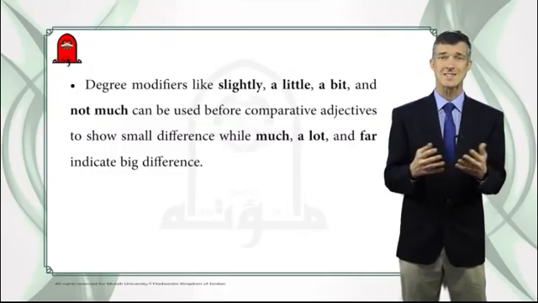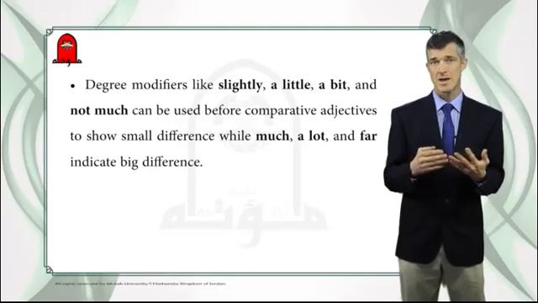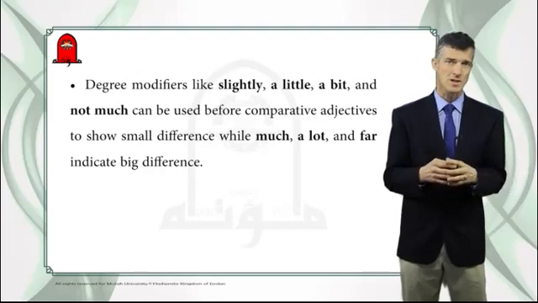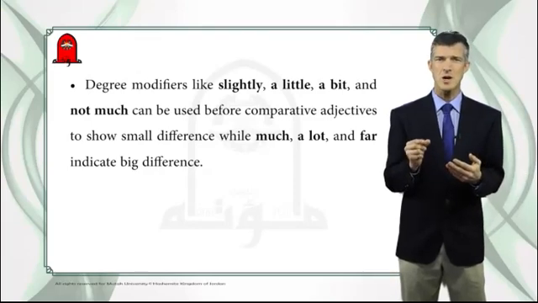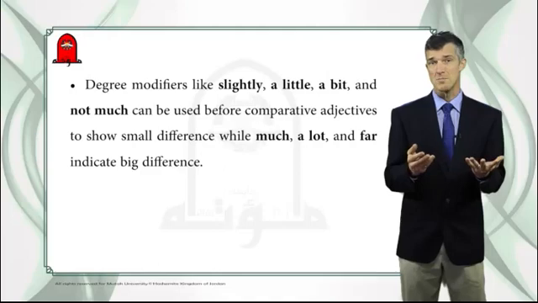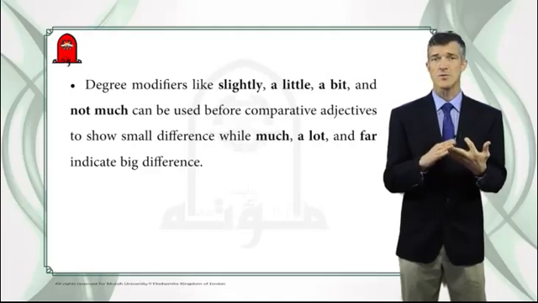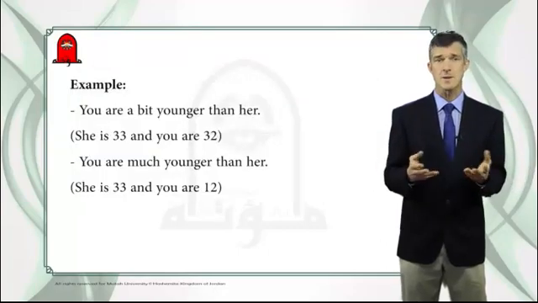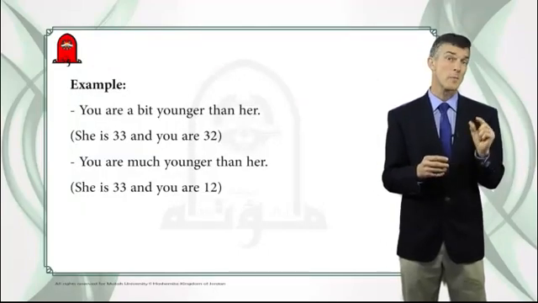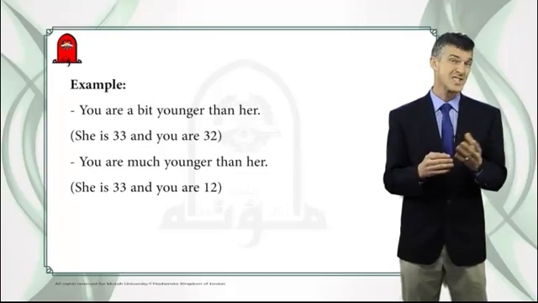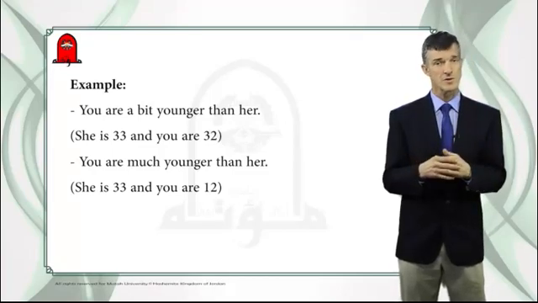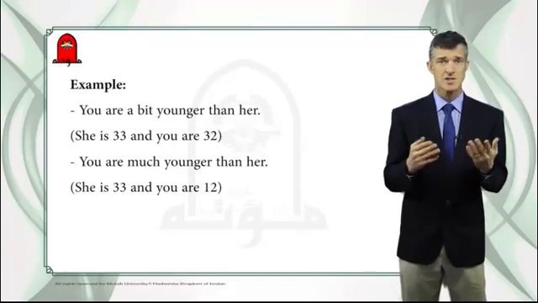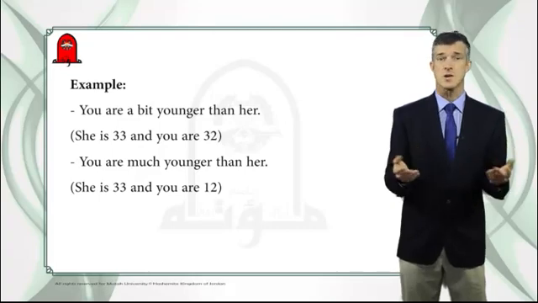Degree modifiers like slightly, a little, a bit, and not much can be used before comparative adjectives to show a small difference, while much, a lot, and far indicate a big difference. Example: you are a bit younger than her. She is 33 and you are 32. You are much younger than her. She is 33 and you are 12.